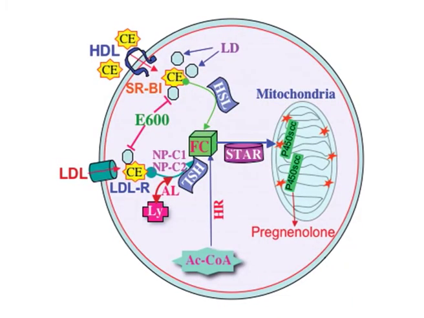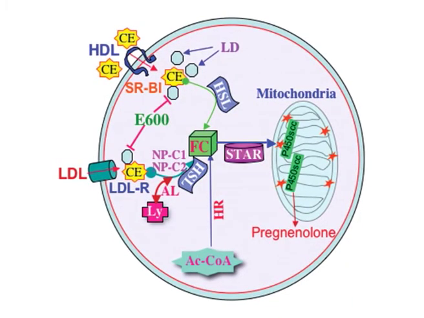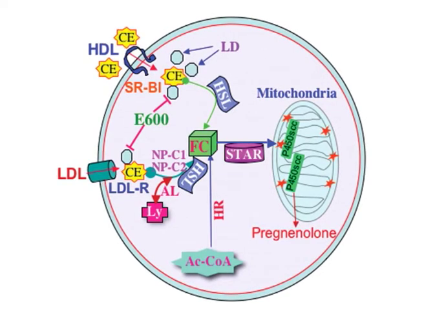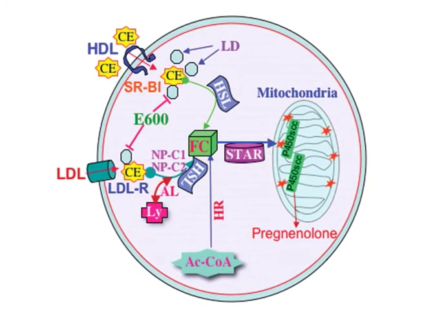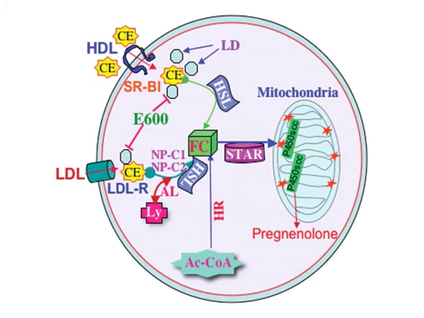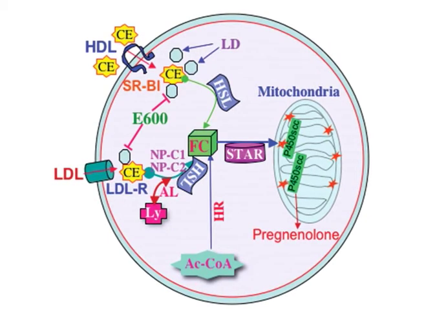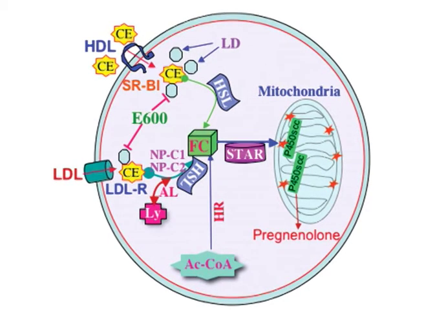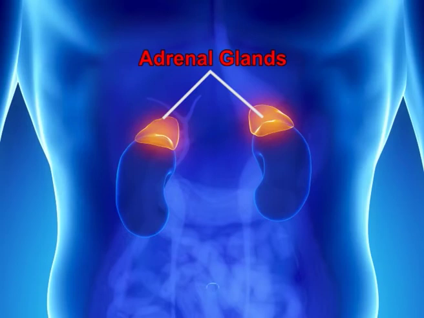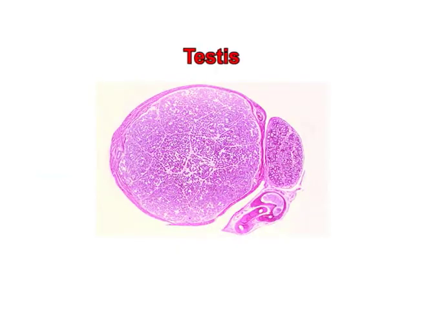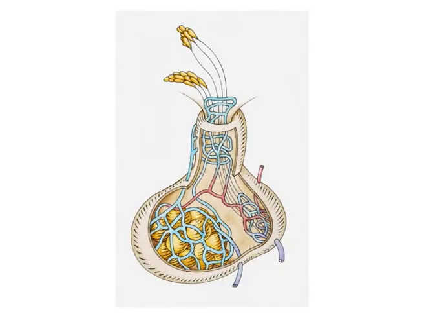The rate-limiting step, as in the adrenal, is delivery of cholesterol to the inner membrane of the mitochondria by the transport protein, steroidogenic acute regulatory protein, StAR. Once in the proper location, cholesterol is acted upon by the side chain cleavage enzyme P450 SCC. The conversion of cholesterol to pregnenolone is identical in adrenal, ovary, and testis. In the latter two tissues, however, the reaction is promoted by luteinizing hormone rather than adrenocorticotropic hormone.